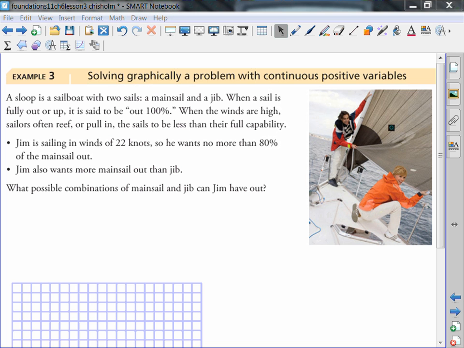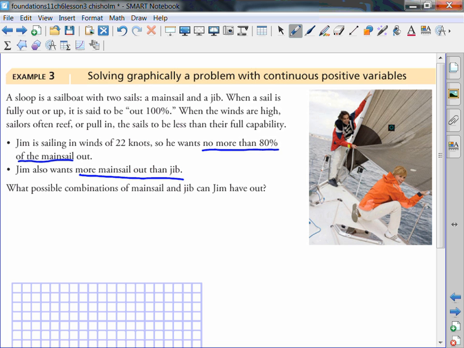So let's take a look at that again. No more than 80% of the mainsail out. That's going to be important. He also wants more mainsail out than jib. The question is asking us what possible combinations of mainsail and jib can Jim have out?